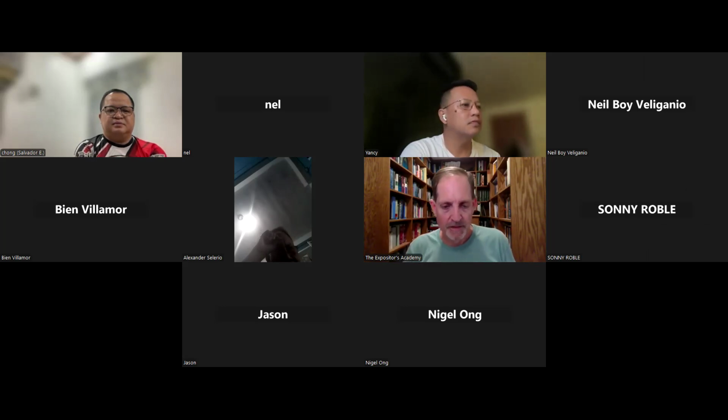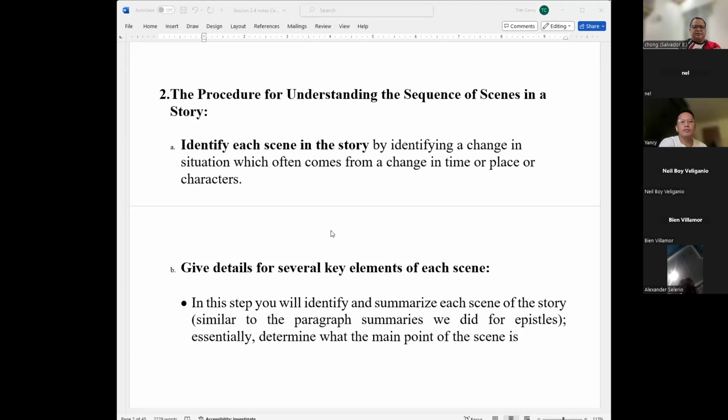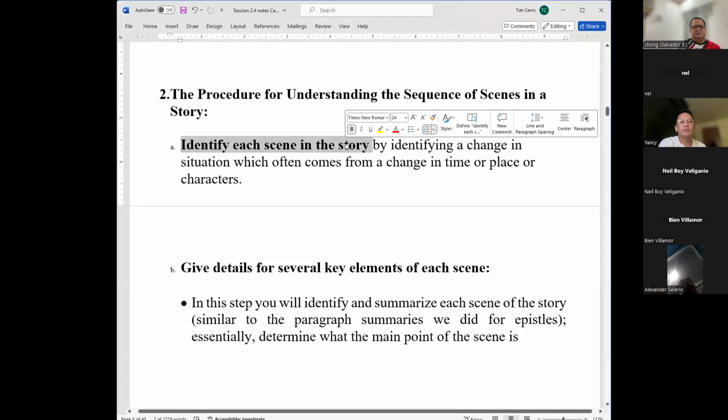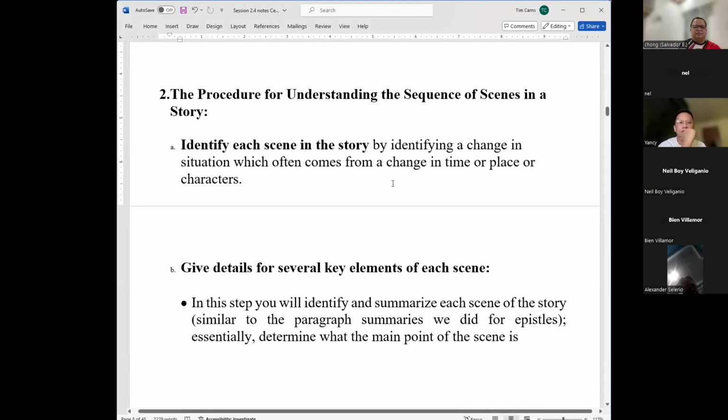Okay. Now, how do we do scene analysis? Well, if you remember, the first thing is we need to identify each scene in the story. Just like when we were doing paragraph analysis with epistles, we had to identify each paragraph in the epistle. Here, we need to identify each scene by looking for that change in situation, which often comes from a change in time or place or characters. So that's the first thing, is to figure out the scenes of the story.